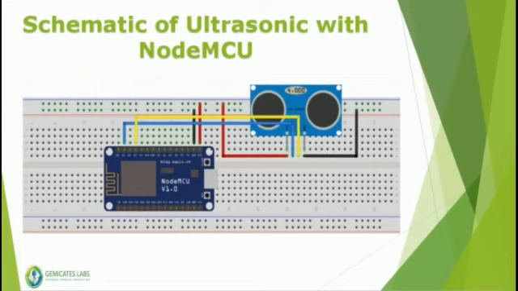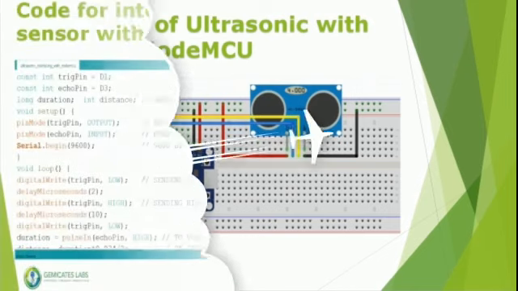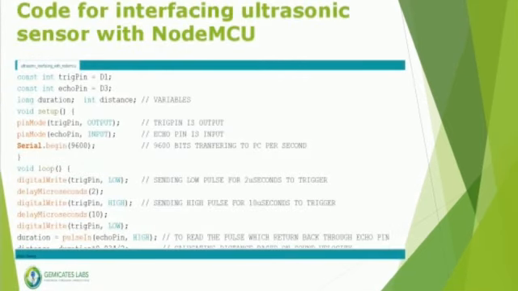Next one is ultrasonic sensor interfacing with NodeMCU. This is how the schematic looks like. Let us see the code for it. We have assigned D1 and D3 to trig pin and echo pin of int data type, and taken variables duration and distance of long and int data types, and made trig pin behave as output and echo pin to behave as input.